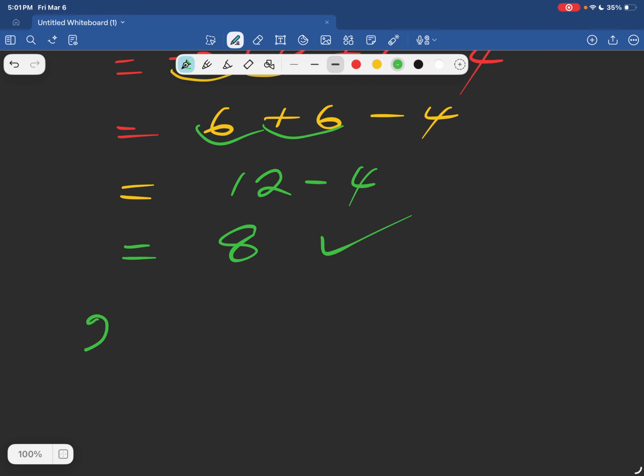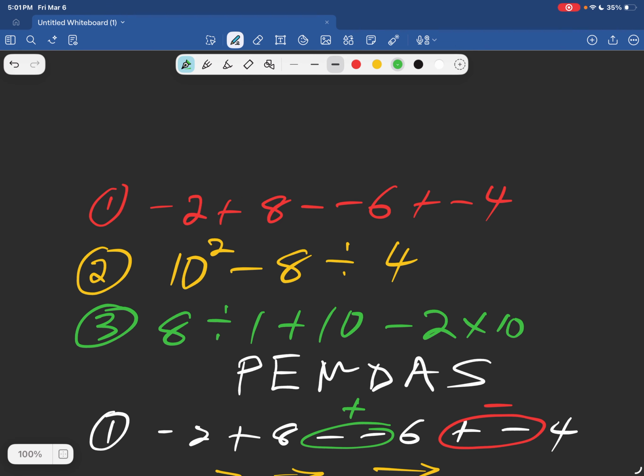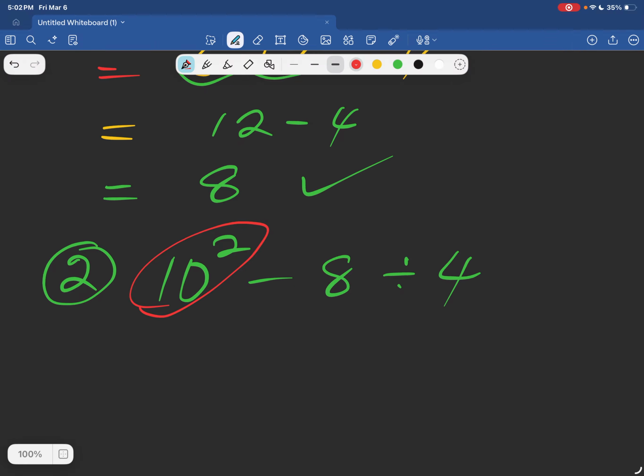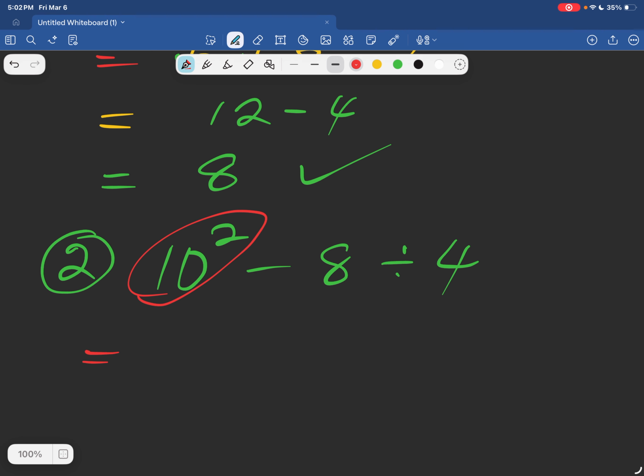Number 2. 10 squared minus 8 divided by 4. How do we do this problem? We first of all refer to the rules. The rules say parentheses must be done first. There are no parentheses. Exponents must be done next. There's an exponent here. We have to do that next. So we do 10 to the second power, which the 2 tells us that we must write 10 multiplied by 10, which gives 100, okay? 10 times 10, which gives 100.